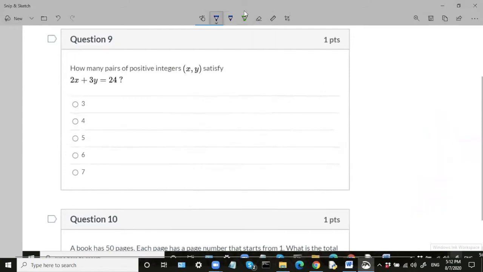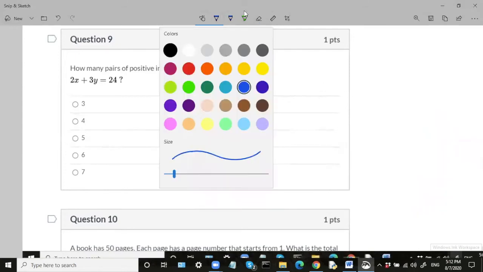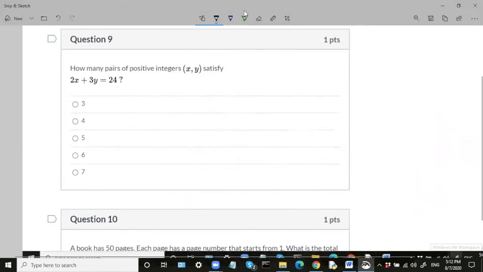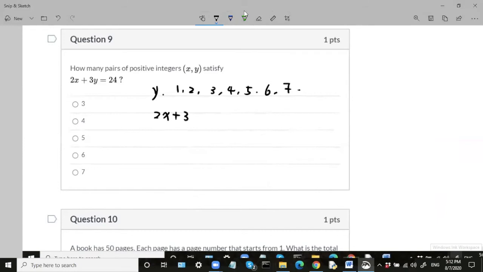Okay, we erase all the work. So we have y can have the values 1, 2, 3, 4, 5, 6, 7. And we have the equation 2x plus 3y equals 24. Because 24 is an even number, we know 2x is also an even number. So 3y has to be even. For 3y to be even, y has to be an even number.